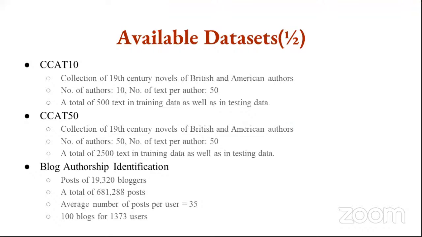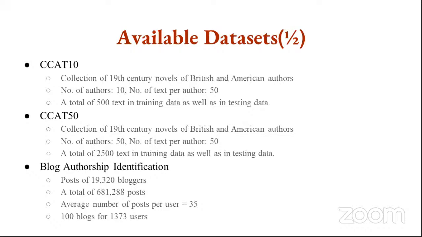So there are several available data sets. CCAT 10 is a collection of 19th century novels of British and American authors. Here, the number of authors is 10. The number of texts per author is 50. A total of 500 texts in training data as well as in testing data. Then CCAT 50 is a collection of 19th century novels by British and American authors. The number of authors is 50, and the number of texts per author is 50. A total of 2,500 texts in training data as well as in testing data.